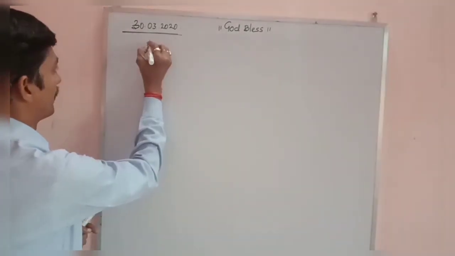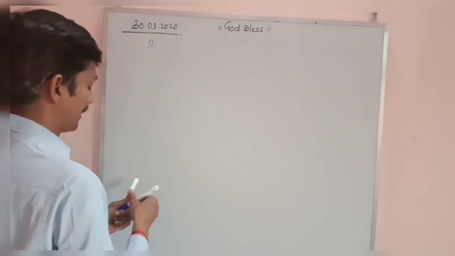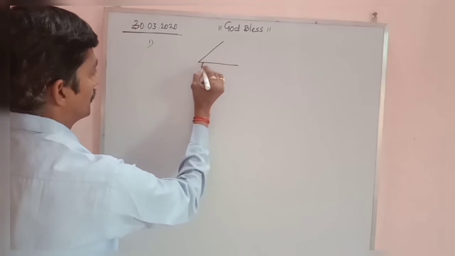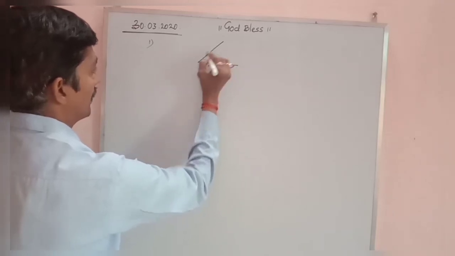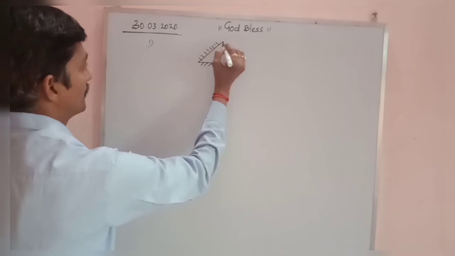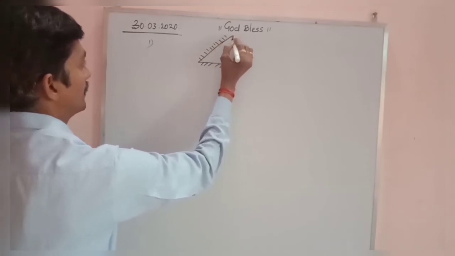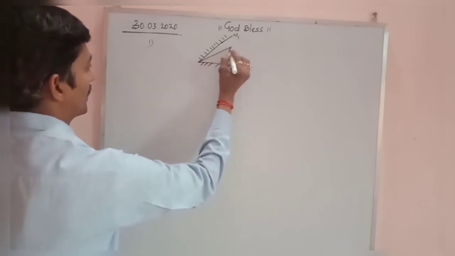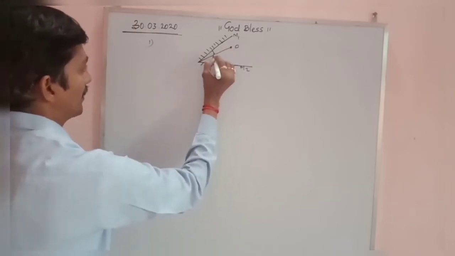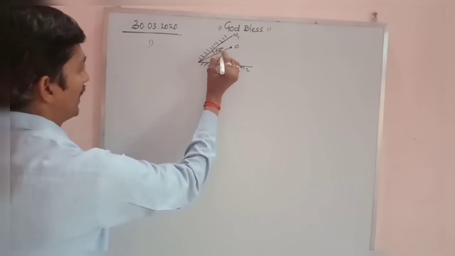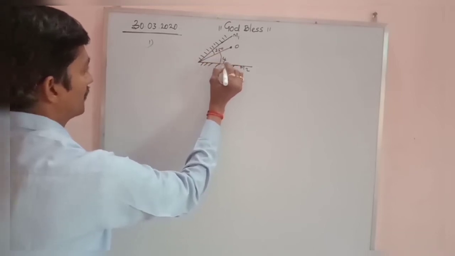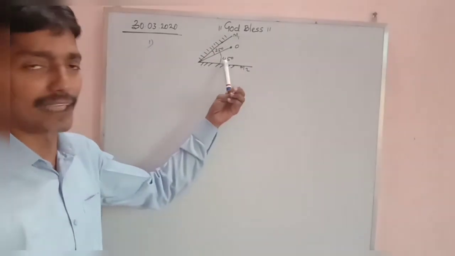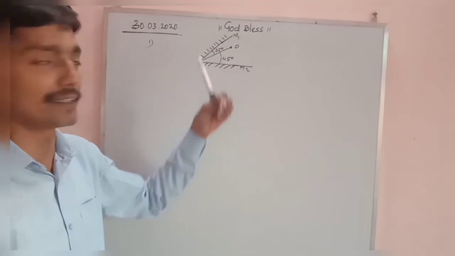Say I have taken number 1. Say I have given you a numerical of this kind. This is mirror 1 and this is mirror 2. Say this is M1 and this is M2, right? And let there be an object here. From mirror M2 the object is at 45 degree, and from mirror M1 the object is at 25 degree.